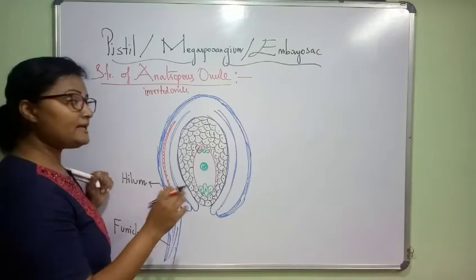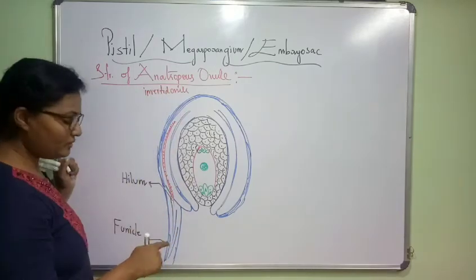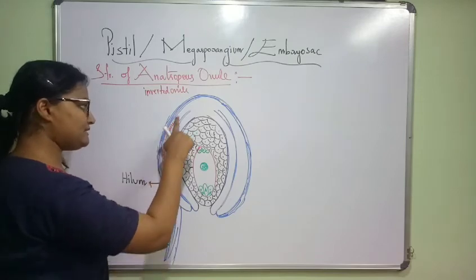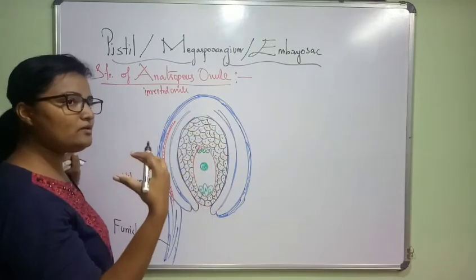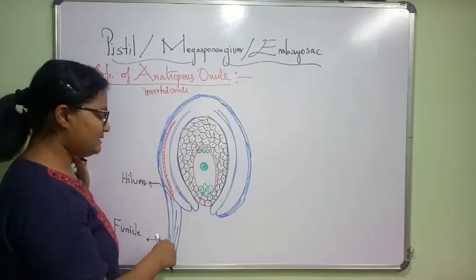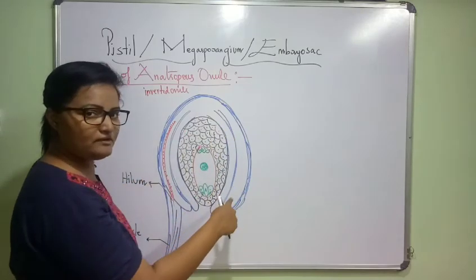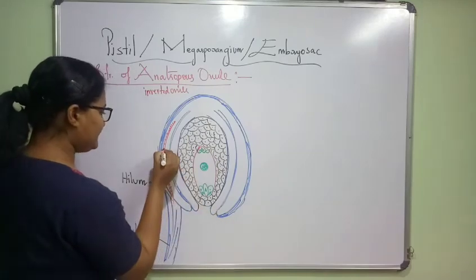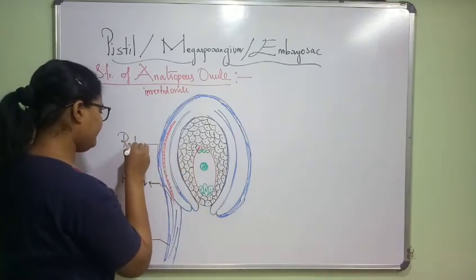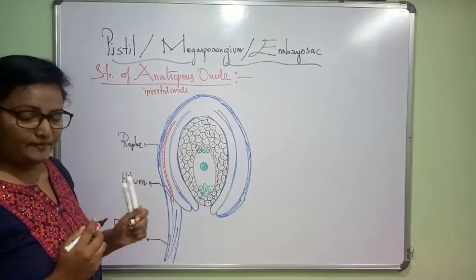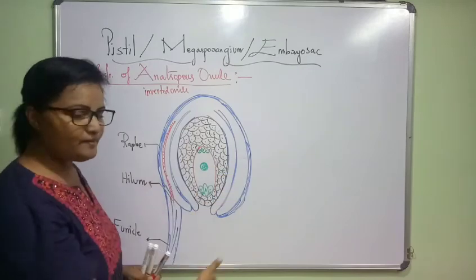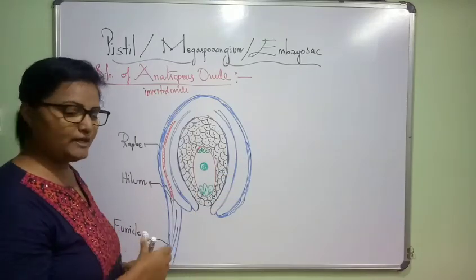Sometimes, especially in an anatropous ovule, the funicle continues as a ridge which is inserted in the ovule and gives support to the ovule. This is nothing but a simple extension of the funicle within the ovule. That extended part we call the raphe.